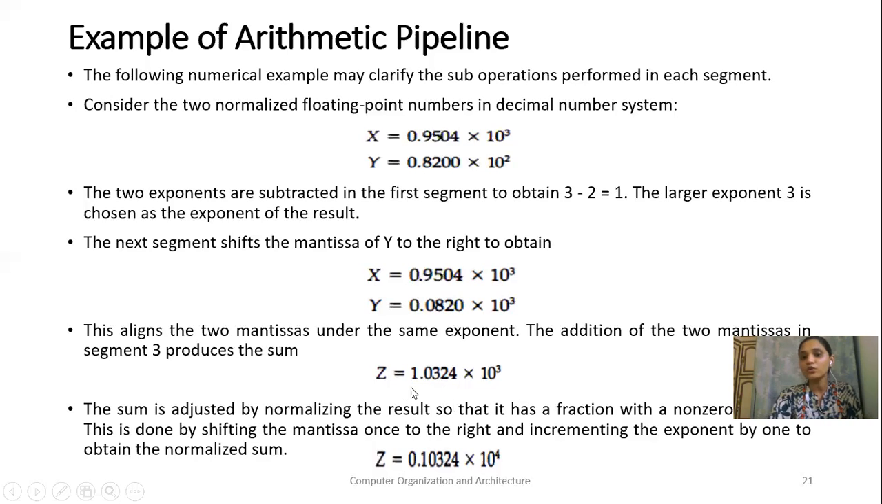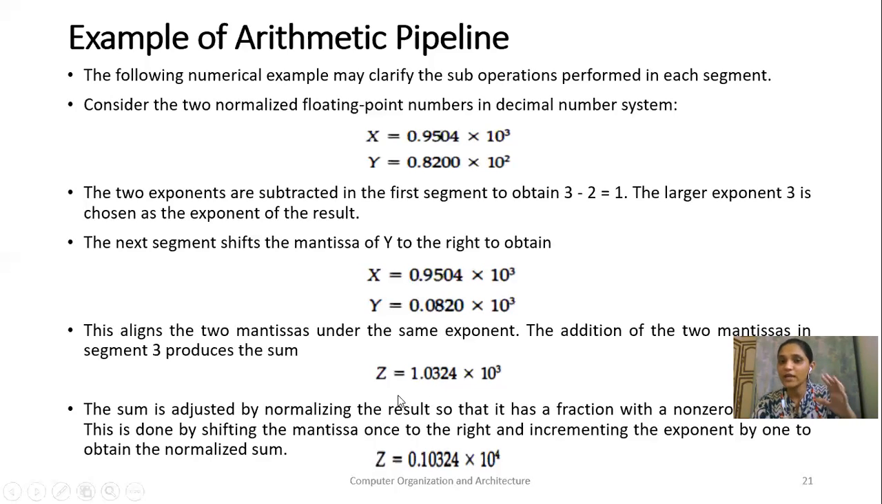So you have to shift this number to the right side. If you shift your number to the right side, your value should not change. So to keep the value as it is, you have to increase the exponent by 1. So here, instead of writing 1.0324 into 10 raised to 3, we have to write 0.10324 into 10 raised to 4, by incrementing the exponent by 1 and shifting this number to the right side. Okay, so we can obtain the normalized sum like this.